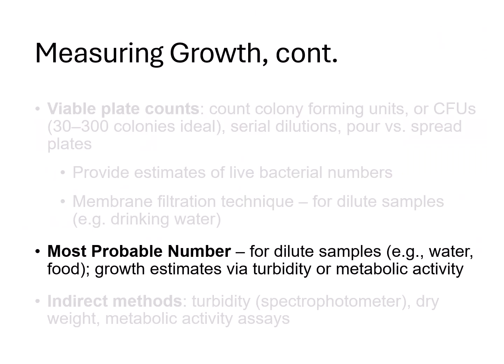We also have another method for measuring growth called the most probable number method. Sometimes this is abbreviated the MPN method. This is used for very low density or dilute samples, such as drinking water or testing food. This is a statistical approach that's based on detecting metabolic changes like color changes in a series of broth tubes. Sometimes we're also looking at turbidity, cloudiness.